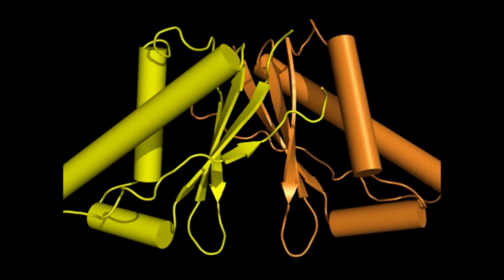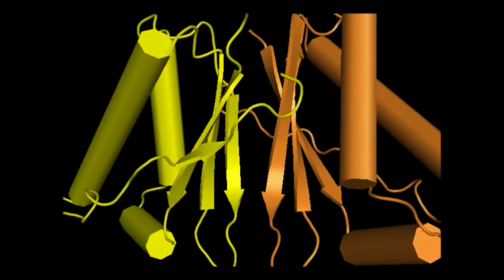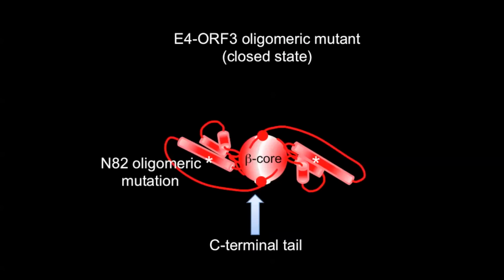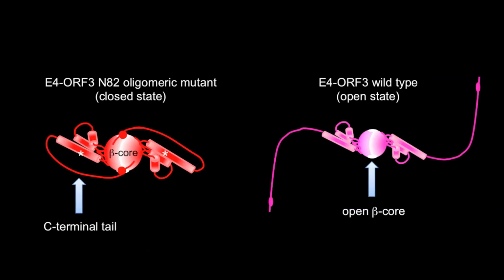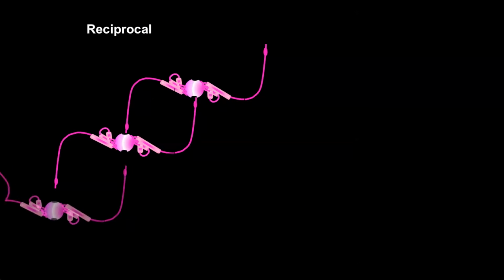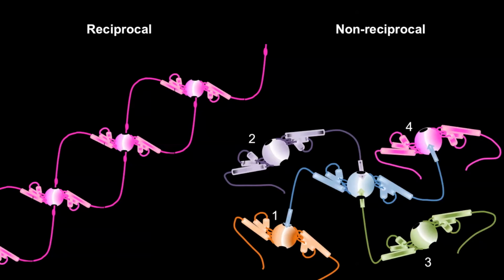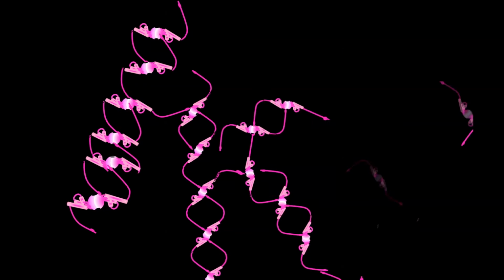How do E4ORF3 dimer units assemble a polymer using this structure? What we found is the oligomer mutants cause the C-terminal tail to be in a closed state by binding to the beta core and prevent higher order assemblies. In wild type ORF3, the C-terminal tail can swing out and expose the beta core, in which 2 ORF3 dimer units can exchange the C-terminal tail reciprocally to generate a linear structure. Or they can also swap non-reciprocally to generate a branched structure. So in summary, ORF3 assembles a nuclear polymer by using a repetitive unit in a non-repetitive way.